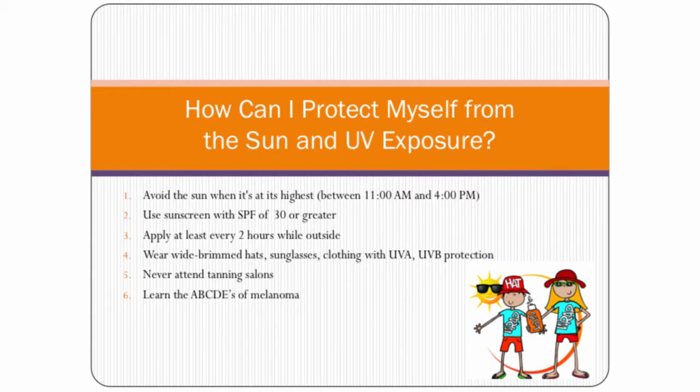You want to wear wide-brimmed hats that are tightly woven, not the ones that have holes in them. Wide-brim hats with tightly woven fabric. Sunglasses with UVA, UVB protection in them that wrap around your face to protect the side of your face. You can buy clothing with UVA, UVB protection built right into it. We know now that it's dangerous to attend tanning salons, that they do cause skin cancers and specifically as well as melanoma. So never attend tanning salons. Teach our children not to do that either. And we want to learn the ABCDEs of melanomas.